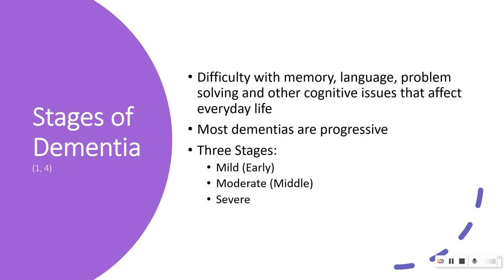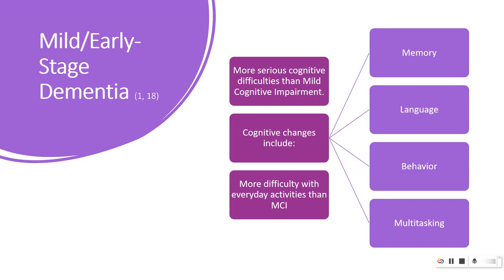Now, as we start to see a progression, moving from MCI into the different stages, we're going to start to see some cognitive behaviors or issues that are going to affect a person's day-to-day life. Most of the dementias that we're going to talk about are progressive, and there are 3 different stages. There's mild, moderate, and severe. Mild is sometimes called the early stage, moderate is sometimes called the middle stage, and then the severe stage. So let's look at the mild, early stages of dementia.